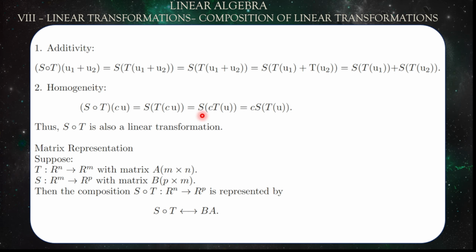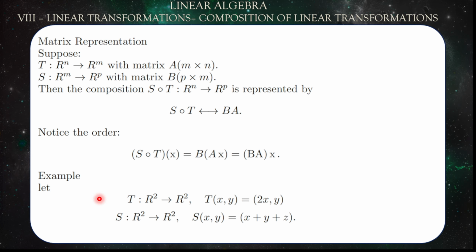As an example, which will make the matter clearer, you have T, which is a transformation from R2 to R2, given by T(x, y), and S from R2 to R3, given by x plus y plus z. Try to resolve this example and we will go to the solution in a moment.